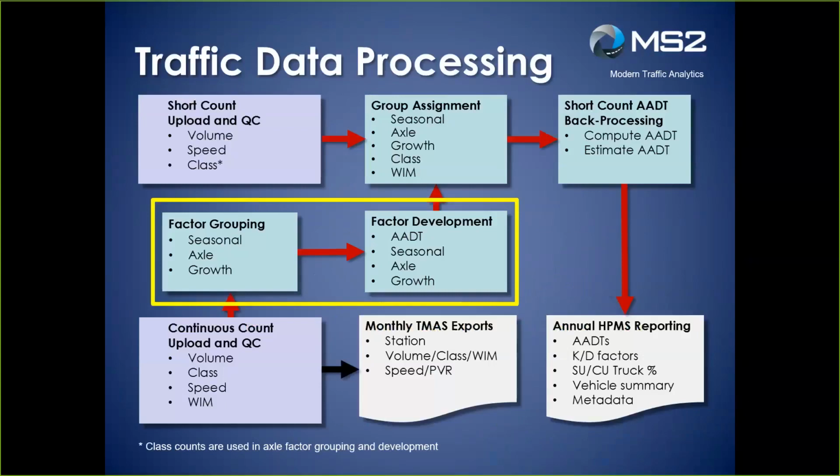So this is the overall traffic data processing flow. That's why I specifically framed these two boxes together, because when you talk about annual factoring, you always try to group a set of permanent count stations together if they have a similar traffic pattern. And then for that group, you can calculate seasonal factor, axial factor, and growth factor. So that's why today's webinar is really about this interface.